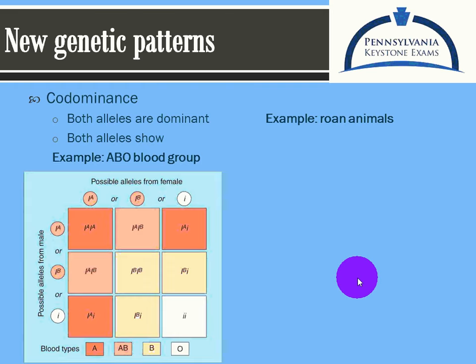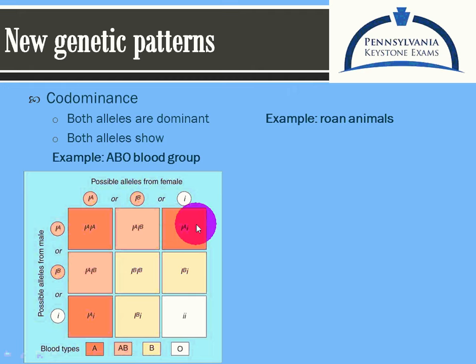So in human beings, we have the blood groups: A, B, AB, and O. If you have AB blood type, which is here and here, you have a copy of the A allele and a copy of the B allele. A is not dominant to B, nor is B dominant to A, so they both show up together. However, there's a third allele, I here, and A is dominant to I, and B is dominant to I.